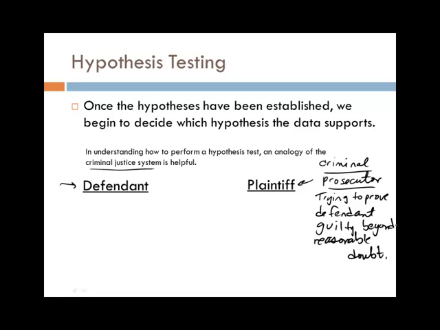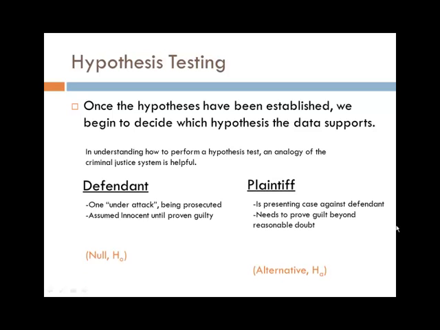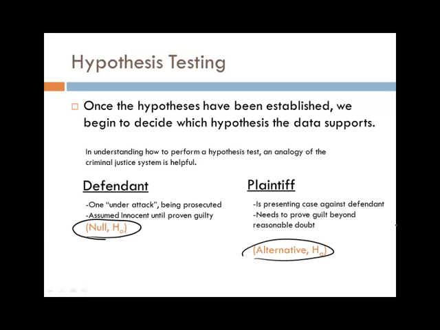So when we do these hypothesis tests, we're using this idea of a criminal trial. The defendant is the one under attack, being prosecuted, and the plaintiff or the prosecutor is presenting the case against the defendant. The defendant is assumed innocent until proven guilty, and the plaintiff needs to prove guilt beyond a reasonable doubt. So here the status quo is the null hypothesis, and the alternative hypothesis is challenging this. In other words, the prosecutor is saying, "You're wrong."